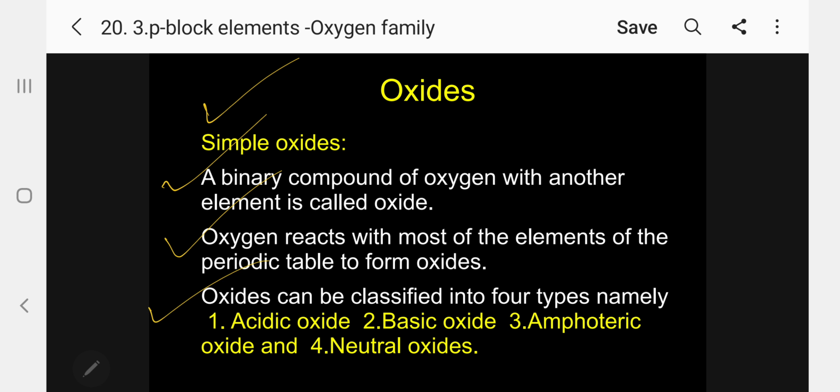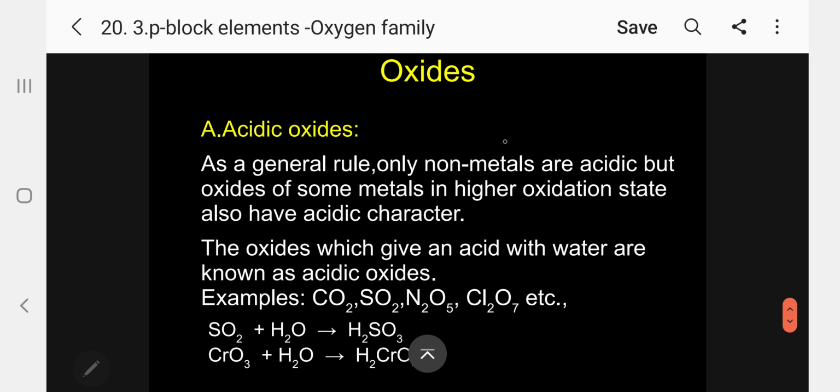So these oxides I can classify into four types: acidic oxide, basic oxide, amphoteric oxide, and neutral oxide. Kindly follow. What is acidic oxide? As a general rule, only non-metal oxides are acidic in nature. Non-metals will produce acidic oxides. But oxides of some metals in higher oxidation state also have acidic character. So examples are given below.